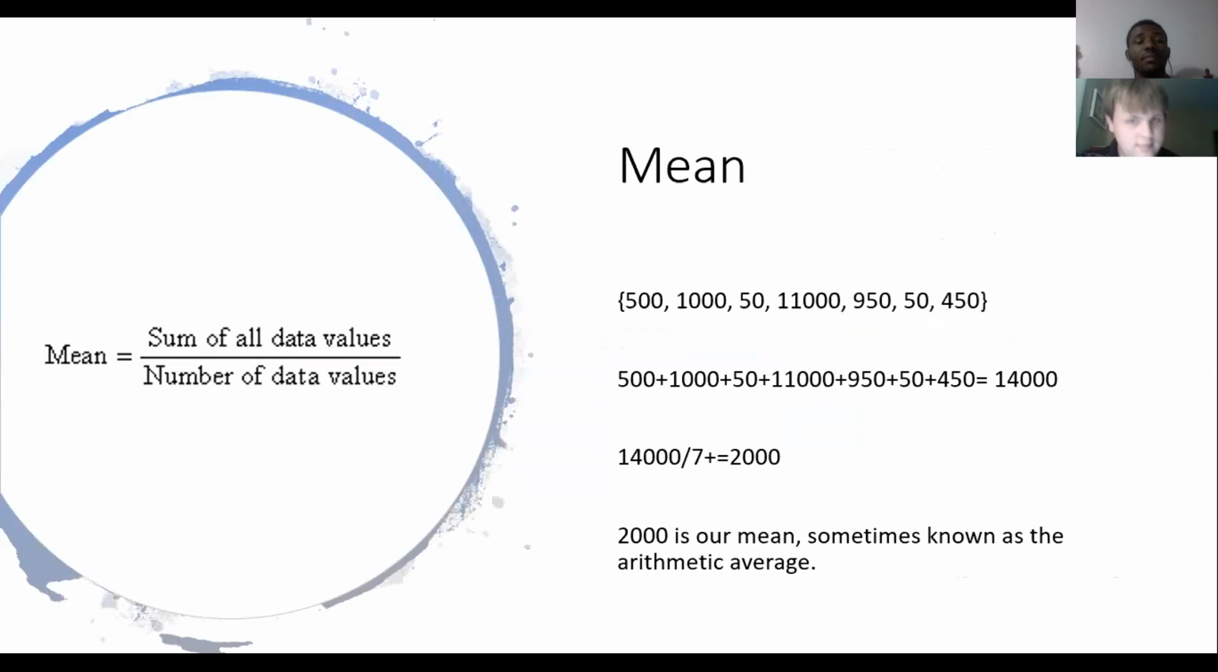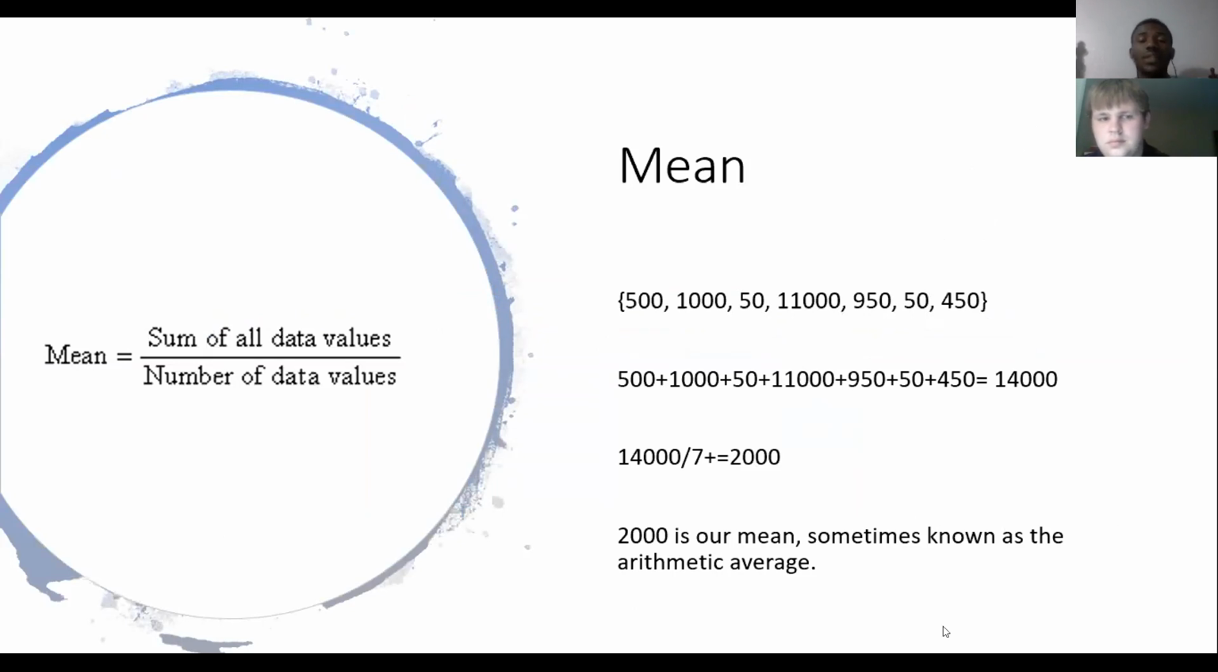So the mean is right here, and as you can see on the left, I have the sum of all the data values over the number of data values. Right here, I just put these 7 different numbers up for you. I've already gone through and figured out the mean, but follow along with me, please.